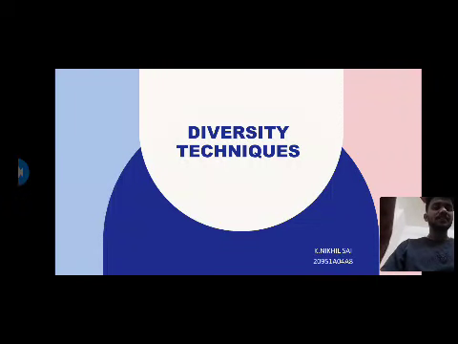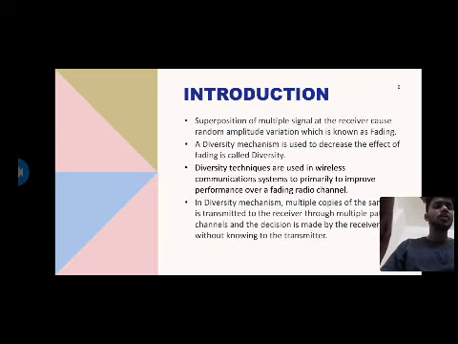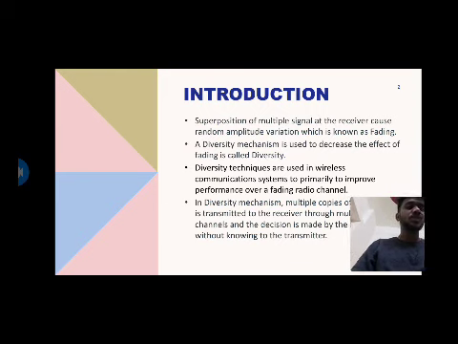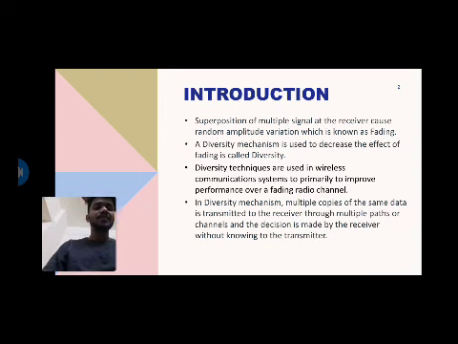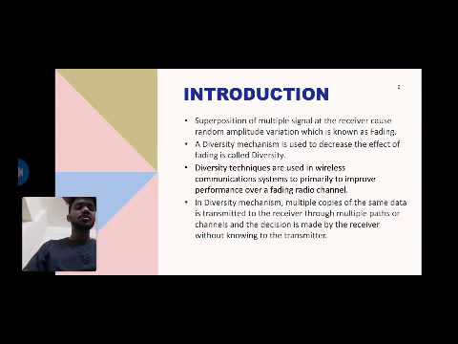Diversity technique. Introduction. Superposition of multiple signals at the receiver causes random amplitude variation, which is known as fading. A mechanism used to decrease the effect of fading is called diversity. Diversity techniques are used in wireless communication systems primarily to improve performance over a fading radio channel.